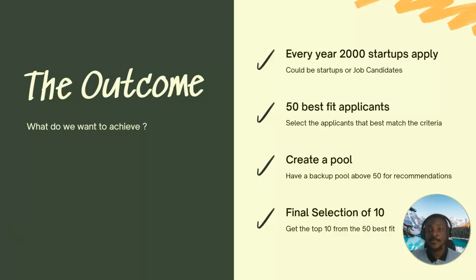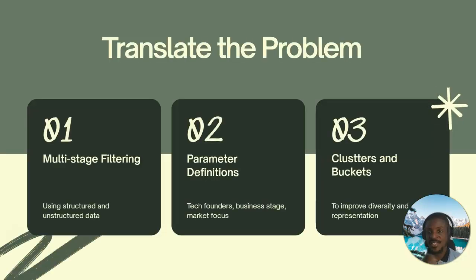So like I said initially, we have the first one, which we already know: about 2,000 candidates apply. The next thing we want to do is get the 50 best candidates. Then we're going to create a particular layer, let's say, for example, a 100 layer just for a backup pool. Then at the end of it all, we're going to be able to select our 10, the 10 best fit candidates. All right, so let's take a look at how we can translate the problem.